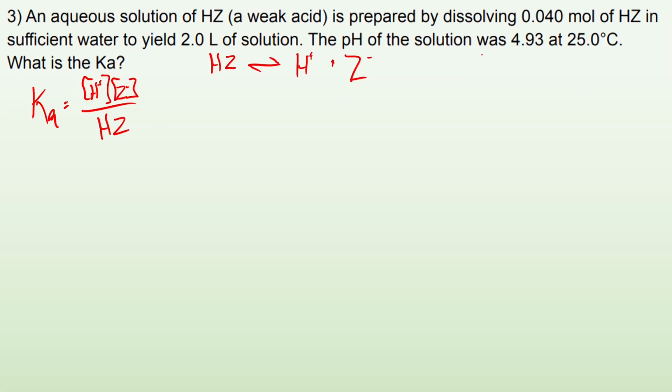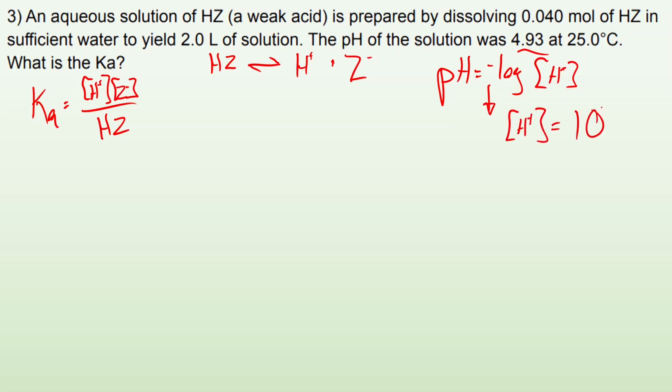They tell me that the pH was 4.93. So I know from that I can figure out my H plus ion concentration because pH equals negative log of my H plus ion concentration. So if I rearrange this to solve for H plus, I get H plus equals 10 to the negative pH. So I plug and chug, I get 10 to the negative 4.93, and I end up with, where did I write that number down?